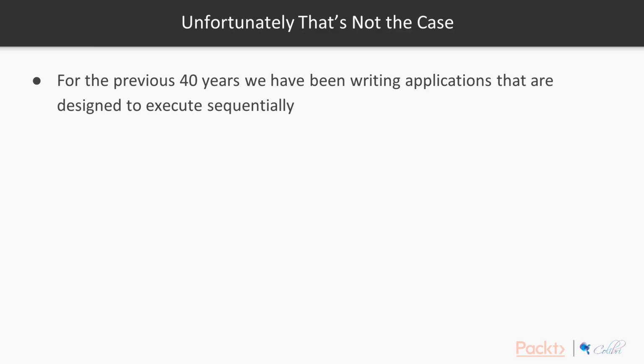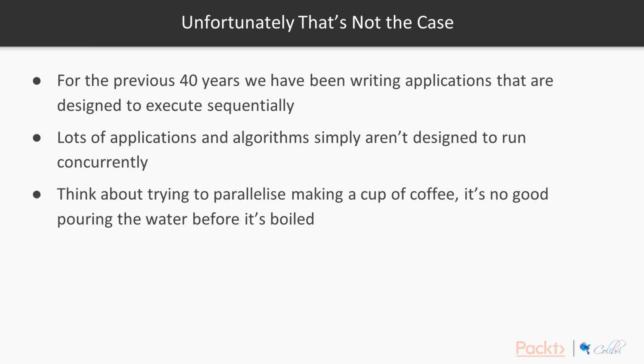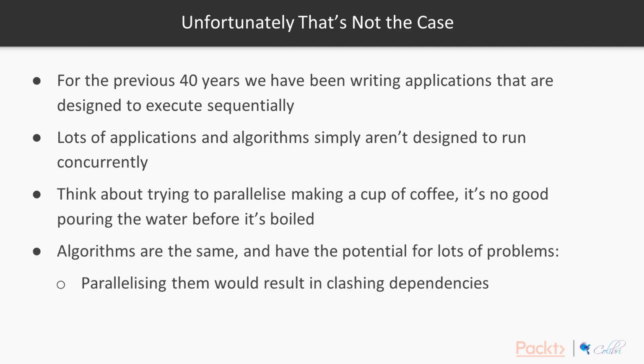For the previous 40 or 50 years, we've been writing applications that are designed to execute sequentially. Lots of algorithms and applications simply aren't designed to run concurrently. For example, think about trying to parallelize making a cup of coffee. It's no good if you end up pouring the water before it's been boiled. Algorithms are exactly the same and have the potential for lots of problems when we try to parallelize them, which would result in a clash of different dependencies, such as the dependency between the water being boiled and the kettle running and pouring that water.